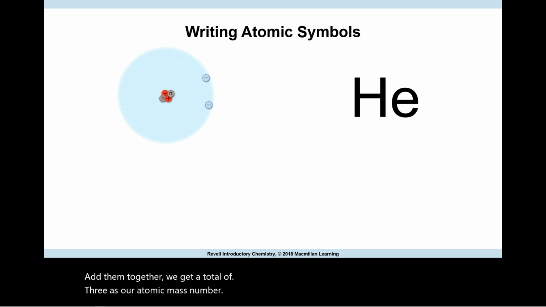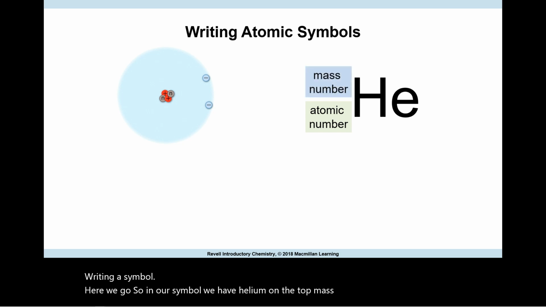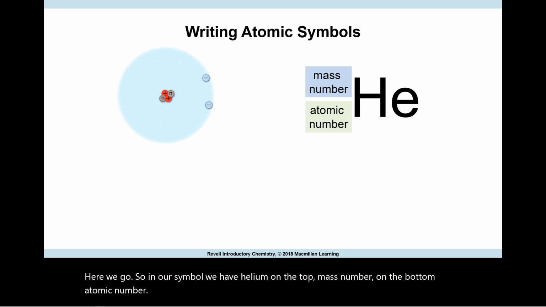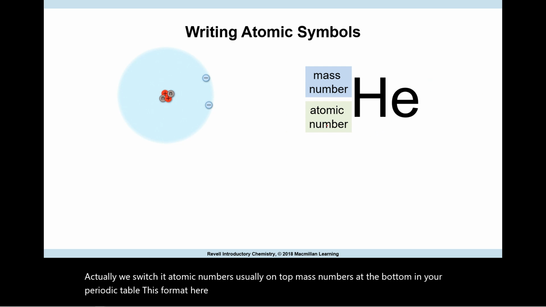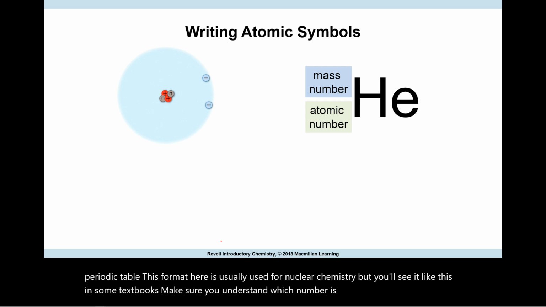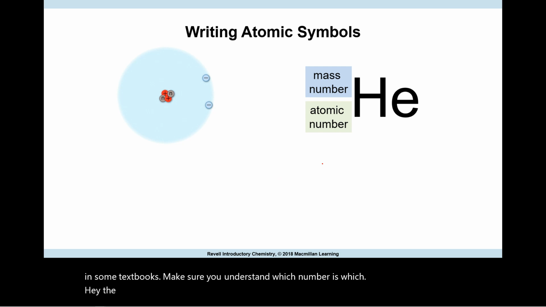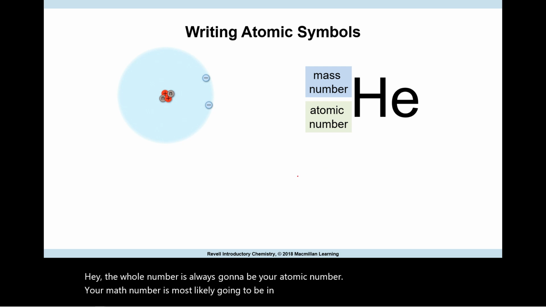Okay. Writing a symbol. Here we go. So in our symbol, we have helium. On the top, mass number. On the bottom, atomic number. Actually, we switch it. Atomic number is usually on top, mass number is at the bottom in your periodic table. This format here is usually used for nuclear chemistry, but you'll see it like this in some textbooks. Make sure you understand which number is which. The whole number is always going to be your atomic number.